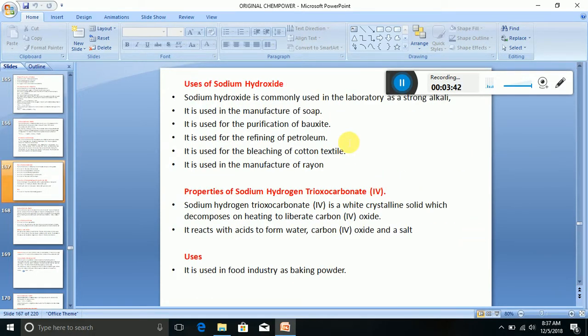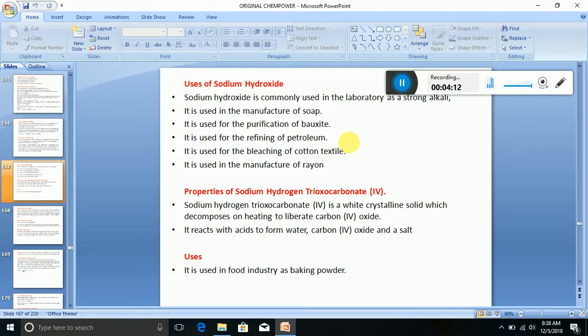Uses of sodium hydroxide. Sodium hydroxide is commonly used in the lab as a strong alkali. It is used in the manufacture of soap. It is used for the purification of bauxite. It is used for the refining of petroleum. It is used for the bleaching of cotton textile. It is used in the manufacture of rayon.